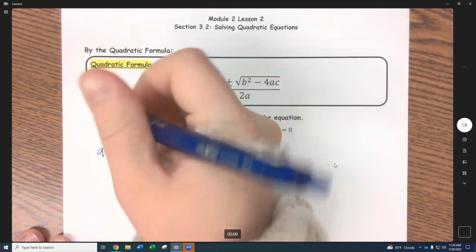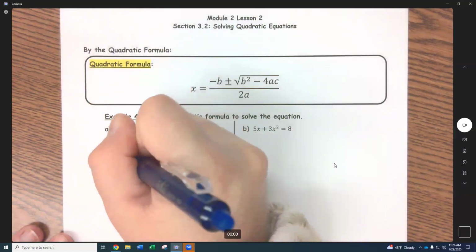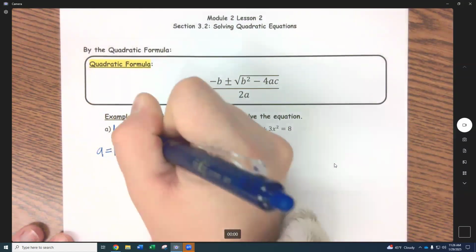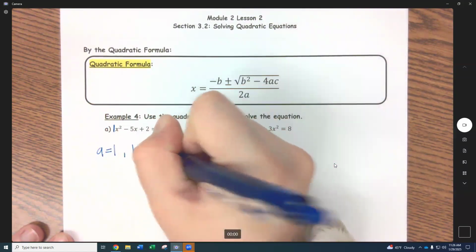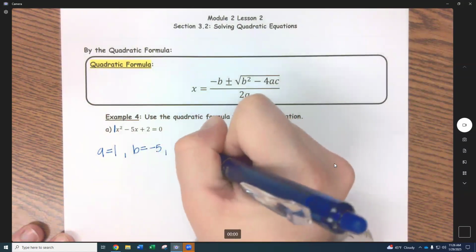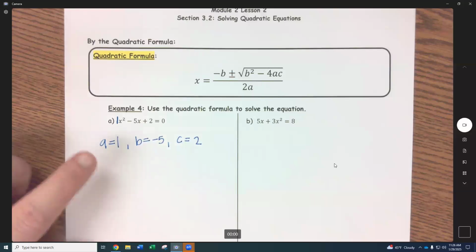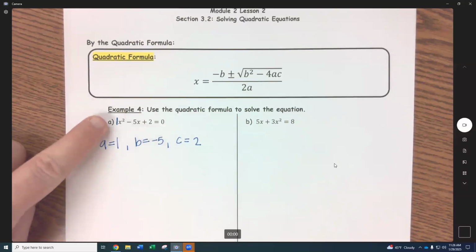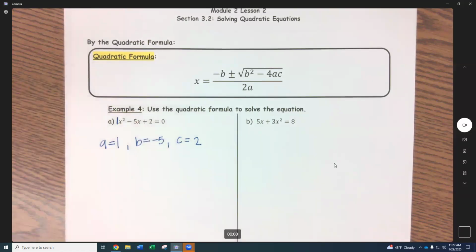A is whatever is in front of your x squared. So A is 1. B is whatever's in front of your x, and the signs matter. So this is negative 5. And then your C is your constant. Okay, so I have my A, B, and C. What's in front of x squared is A, x is B, constant is C.